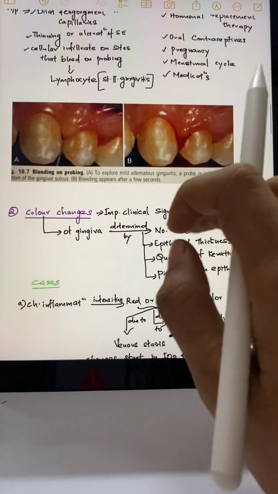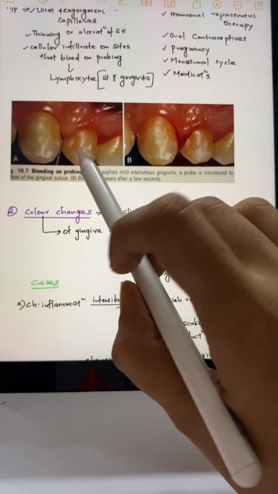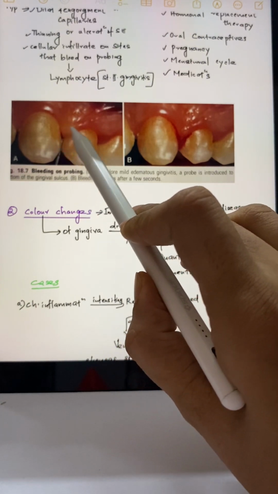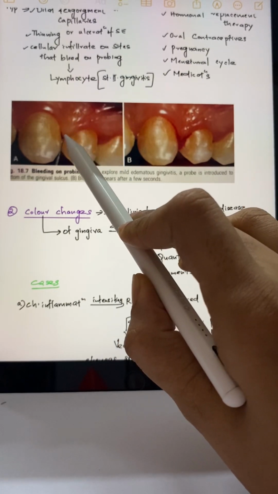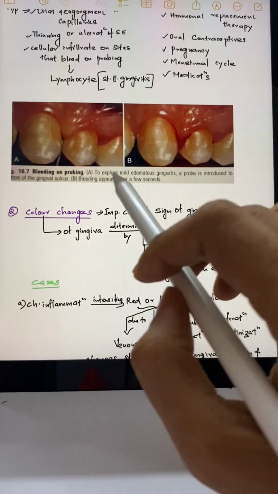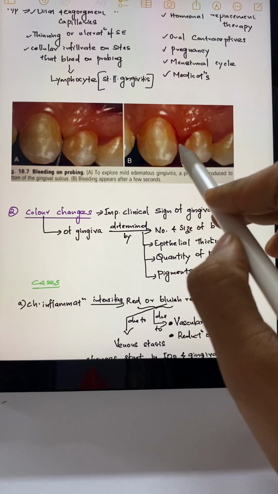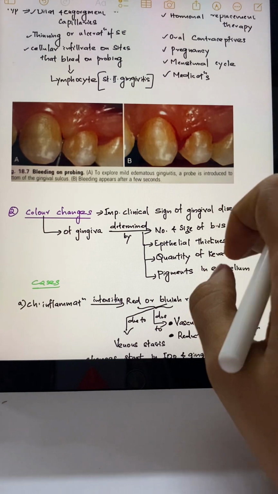So how we measure bleeding on probing clinically is that, to explore the mild edematous gingivitis, a probe should be introduced into the bottom of the gingival sulcus, and after a few seconds we can see the bleeding appears here. So this is the examining of the bleeding on probing.